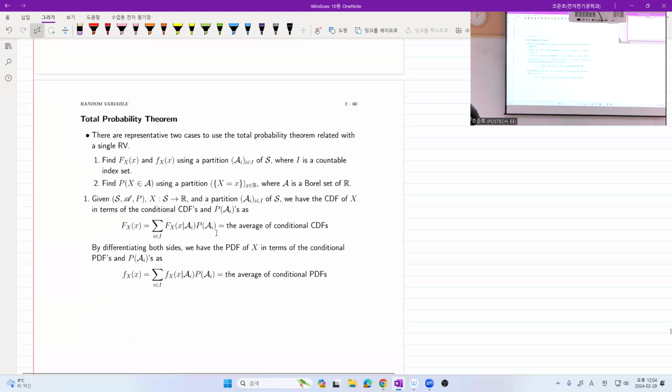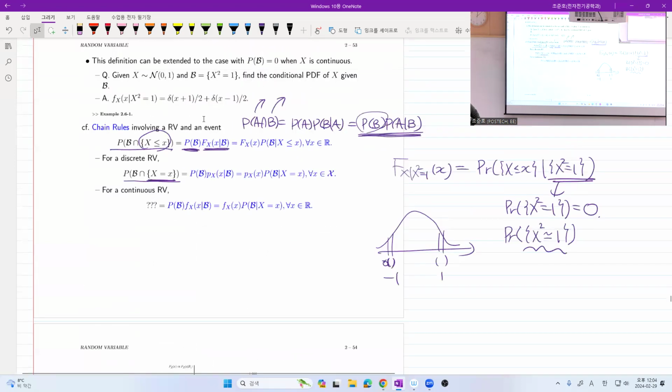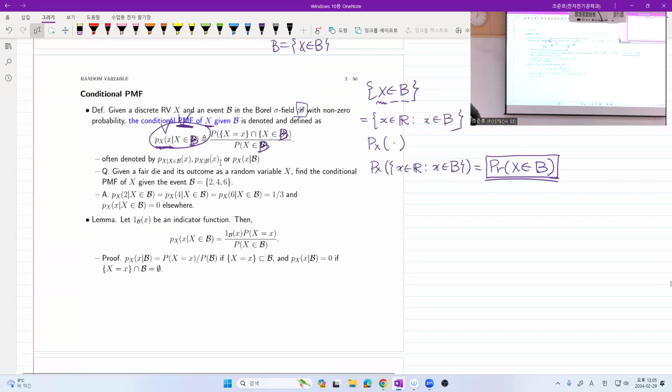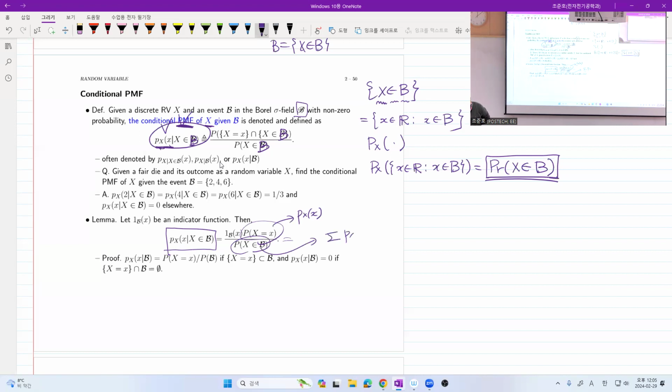For example, let me go back to some previous page. Where is it? I remember. Yeah, here. So suppose you want to rewrite this conditional probability mass function of random variable x, so x is discrete, in terms of the unconditional probability mass function of x. So this is what? This is p_X of x. Okay? And what is this one? This is sigma of p_X(x), the unconditional PMF, for all x in the set B, right? So this conditional mass function can be written as, according to this claim, the indicator function subscript B of x times p_X of x divided by the sum over x in B of p_X(x), okay?